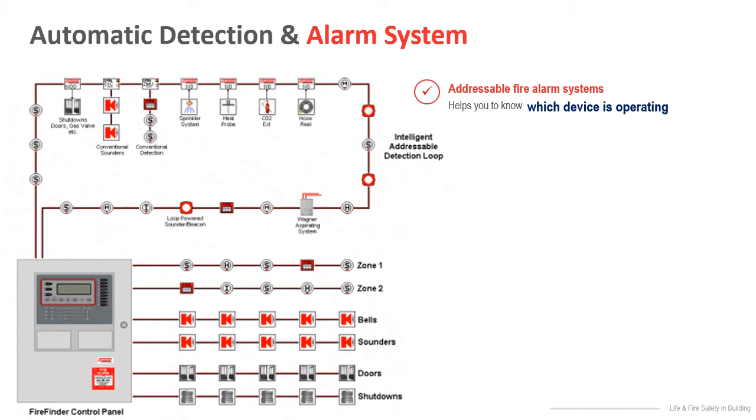In an addressable system, detectors are wired in a loop around the building, with each detector having its own unique address. From there, the fire alarm control panel communicates with each detector individually and receives a status report.